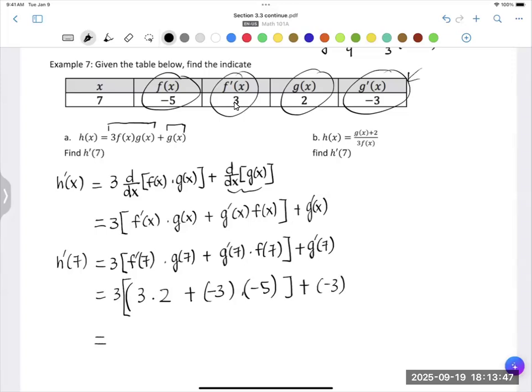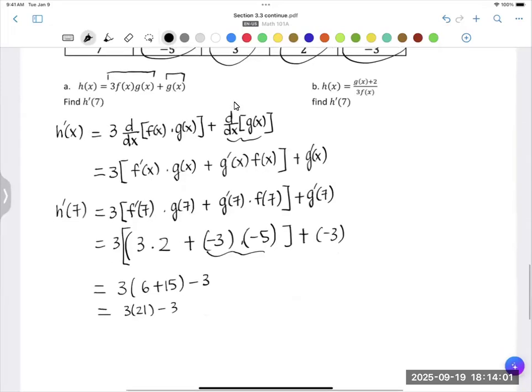So now we simplify our result. So we have 3 times 6 plus 15 minus 3. And that will give you 6 plus 15, which is 21. So 3 times 21 minus 3. So 63 minus 3 is 60. Okay, so that's how you do it.